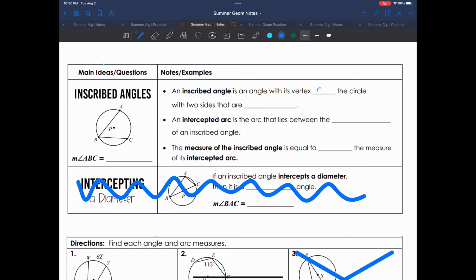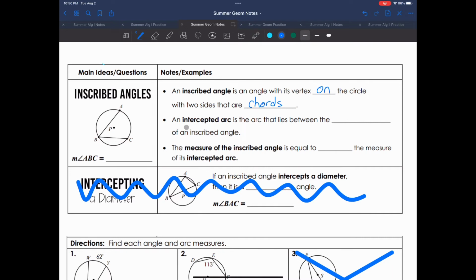An inscribed angle is an angle with its vertex on the circle. That's right, on the circle itself, with two sides that are, you could say, also on the circle, or you could even say that the two sides are chords with our new vocab. They are chords of the circle. Okay, so that means, remember what a chord is. It's just a line segment where both its endpoints are on the circle. Okay. Let's look at this next part here.